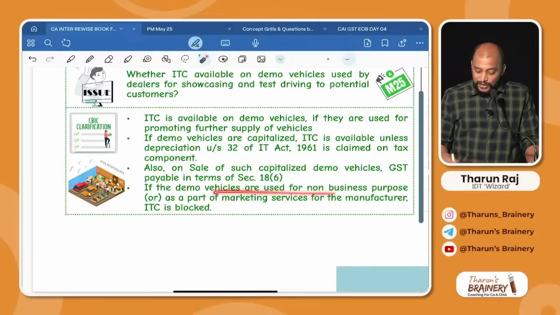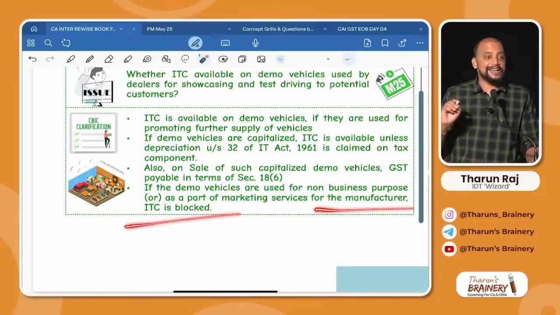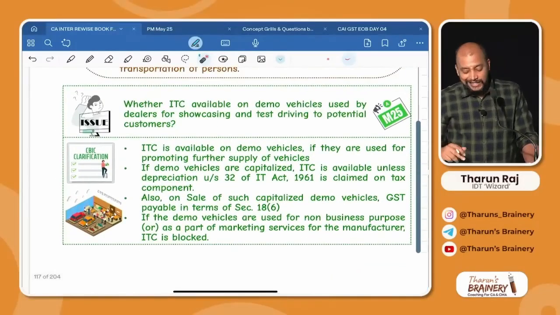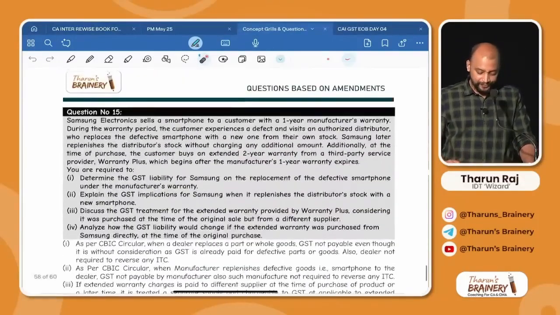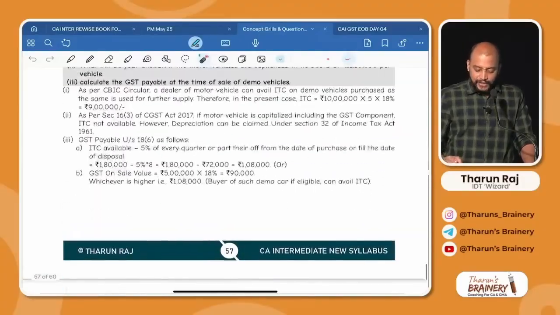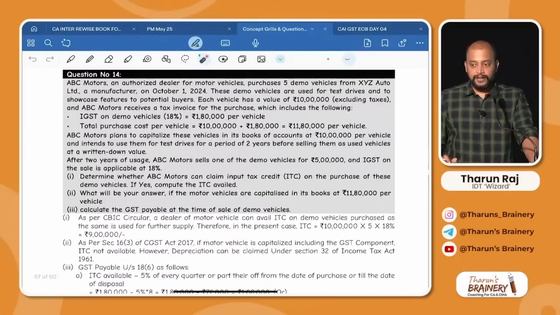If the demo cars are used for non-business purpose as a part of marketing service for the manufacturer, ITC is blocked. Related to this demo cars, I have given one question. Please take the workbook and see question number 14, page number 57.